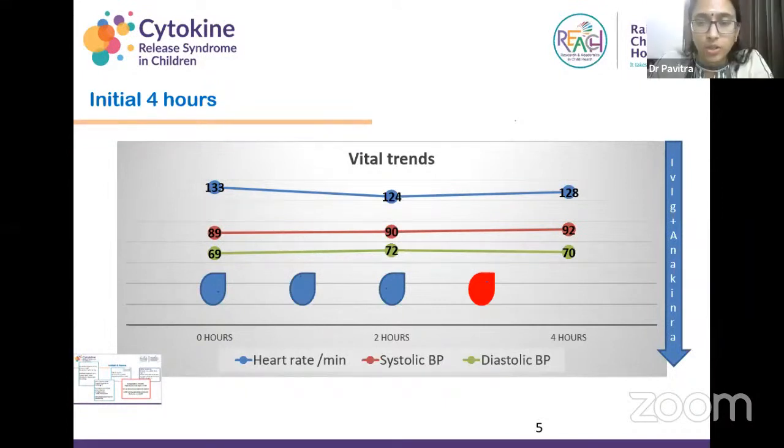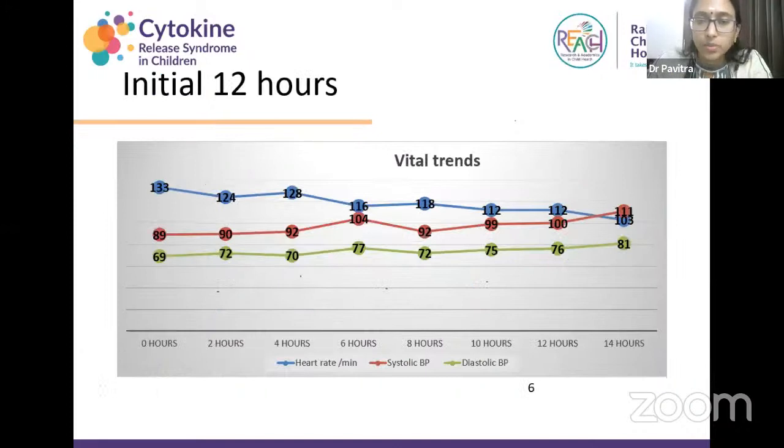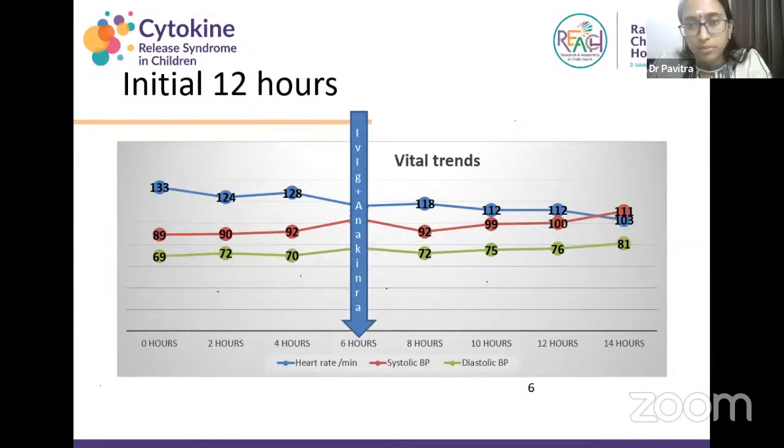which sets in later on. In the initial 12 hours, if you can see the pre and post immunomodulation, in the first 6 hours he required multiple fluid boluses, despite which his heart rate tended to be high and he had narrow pulse pressure. Post 6 hours, his heart rate slowly starts coming down. The systolic started going up and the pulse pressure started widening.